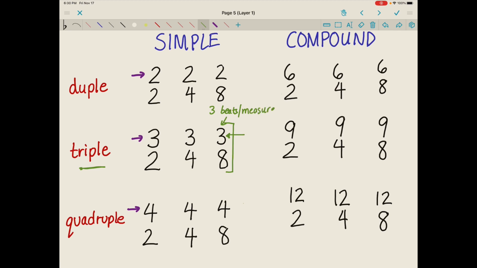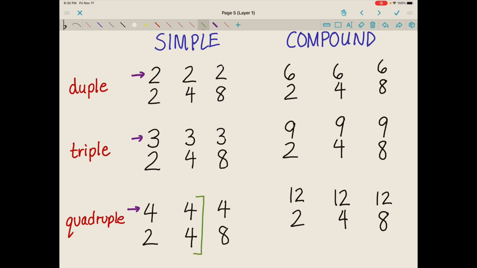The other reason we know this qualifies as a simple meter is because the bottom number tells us that an eighth note is our beat or pulse note, and that eighth note naturally divides into 2 equal parts, which would be 16th notes. 4/4 time is an example of simple quadruple meter.